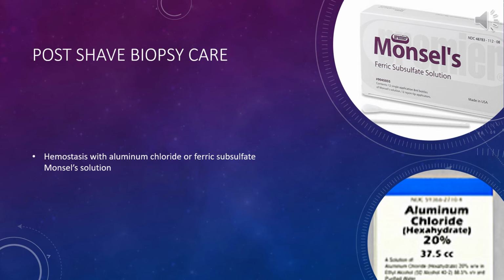After a skin lesion is removed by shave technique, hemostasis is achieved with topical application of aluminum chloride or ferric subsulfate known as Monsel solution. Both solutions are effective, but aluminum chloride can slow wound healing. Monsel solution may, in rare cases, result in iron deposition and tattooing. This is not common and not really an issue except maybe on the face.